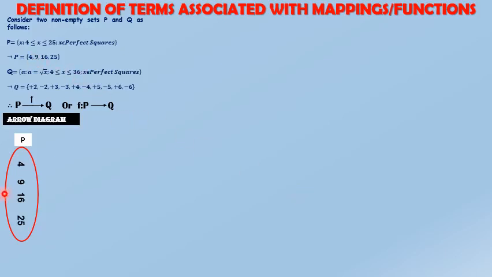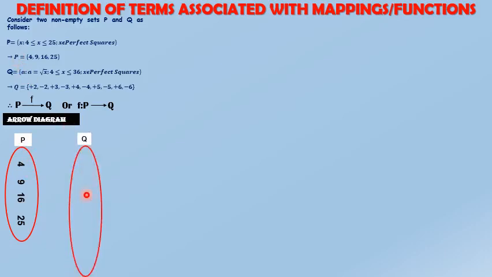I told you that you can arrange it anyhow inside this oval, as long as all the elements that are enclosed herein are actually elements of set P. You don't have any problem. So another person may arrange his own as 9, 4, 16, 25. Another person may choose to arrange as 25, 9, 4, 16. Anyhow, just take note that all the elements that are enclosed here are belonging to what? To P.